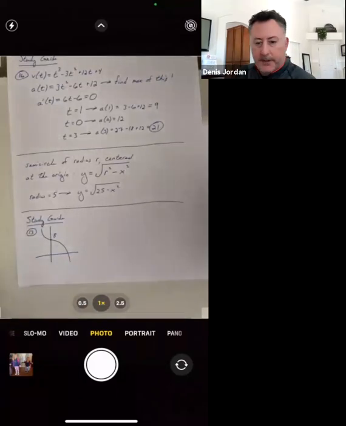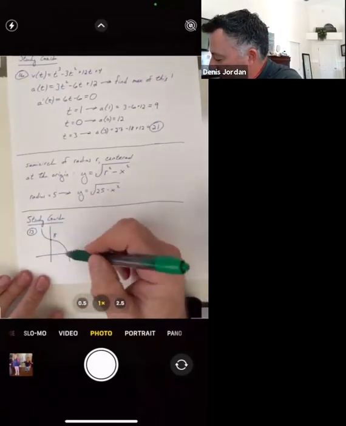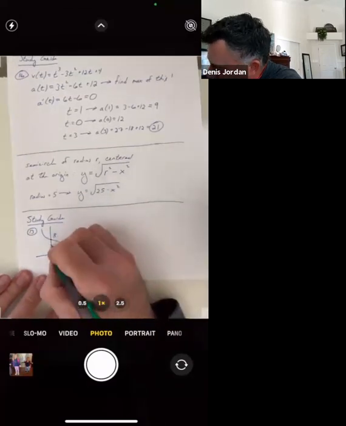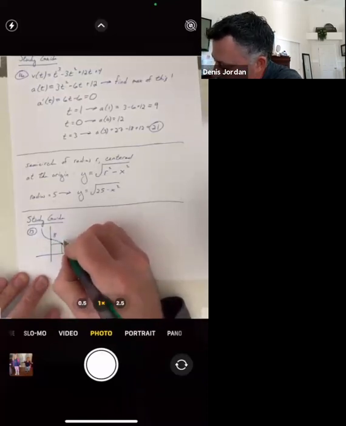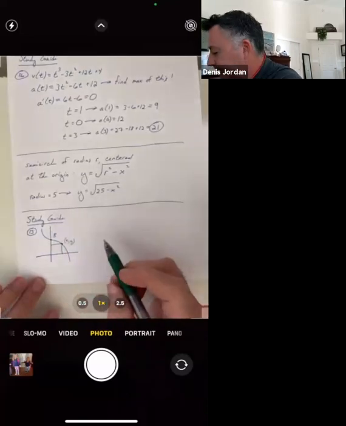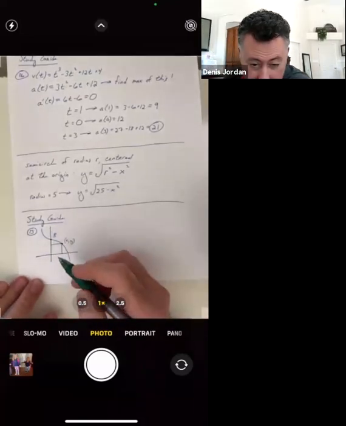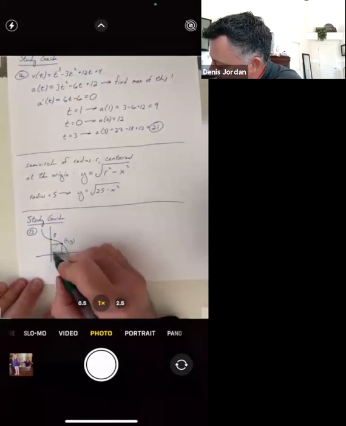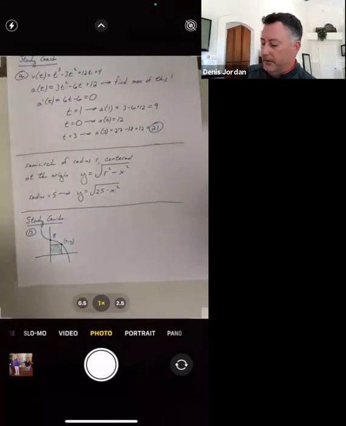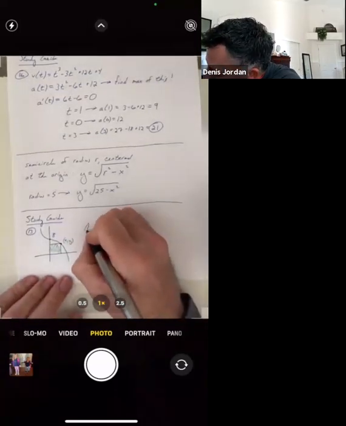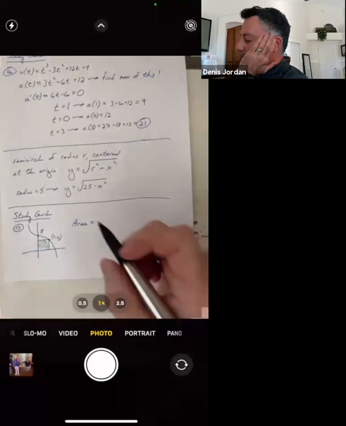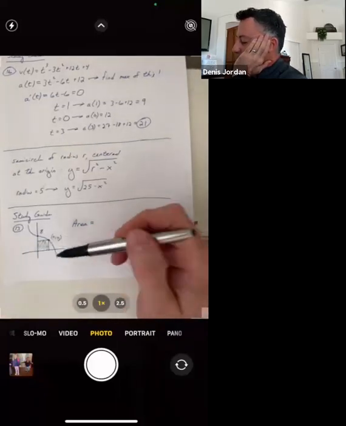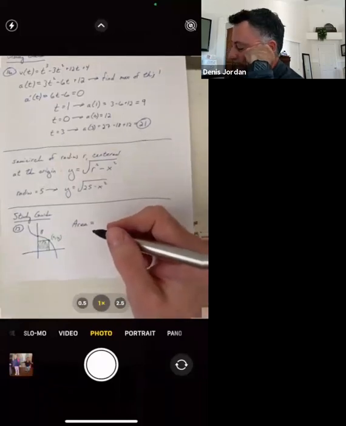And so it's got the rectangle, which is bounded by the x-axis, the y-axis, and the curve. So you've got a rectangle going like this, where the corner is hitting the curve somewhere, just an x, y. So what are the dimensions? They give you the largest area, so you need to know the area of the shape. The area of the rectangle would be xy.